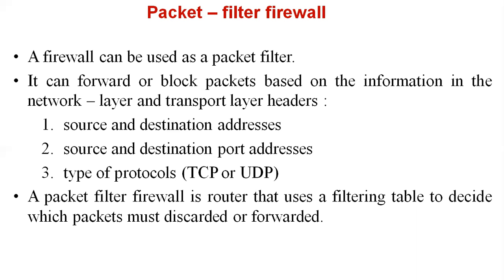A packet filter firewall is a router that uses a filtering table to decide which packet must be discarded and which packet must be forwarded. So in the packet filter method, it mainly depends on the table. That table contains the source address, destination address, types of protocol, and port numbers. By this table, we can drop or allow packets from the network.